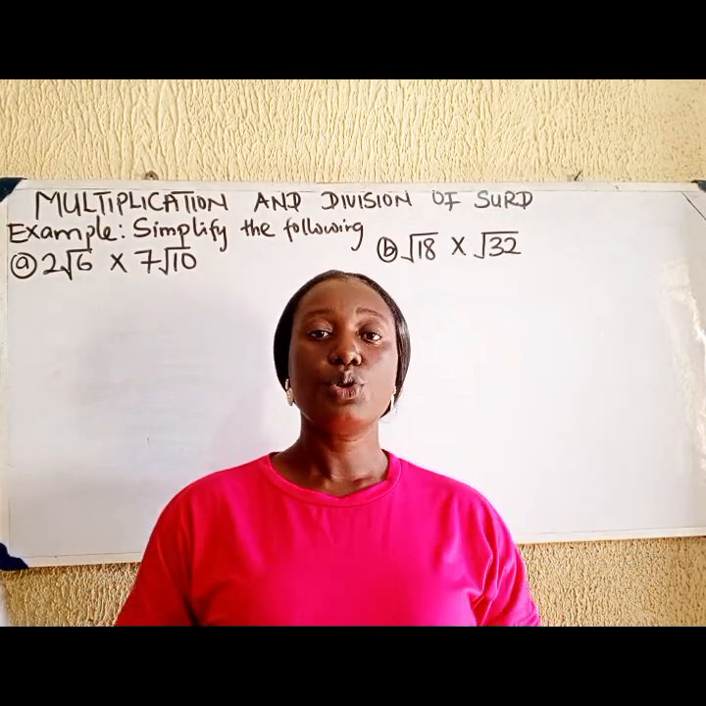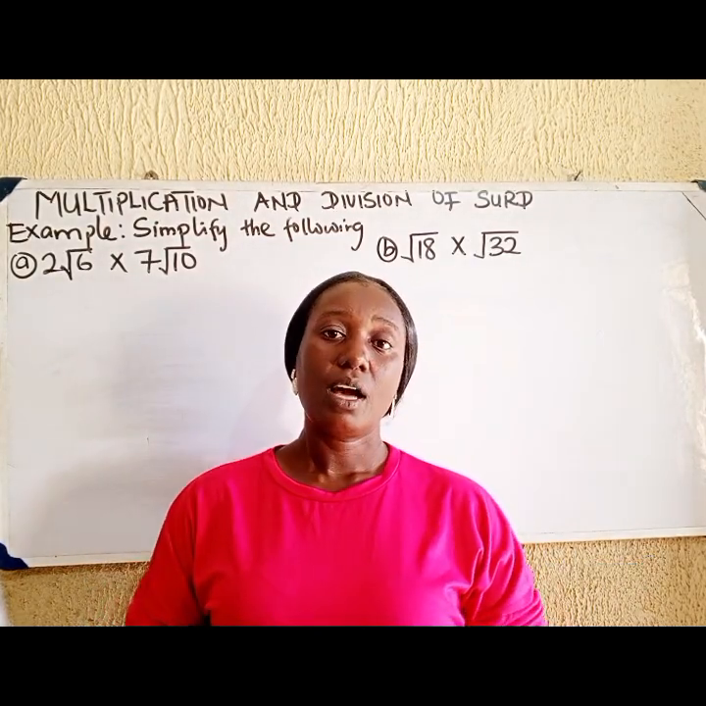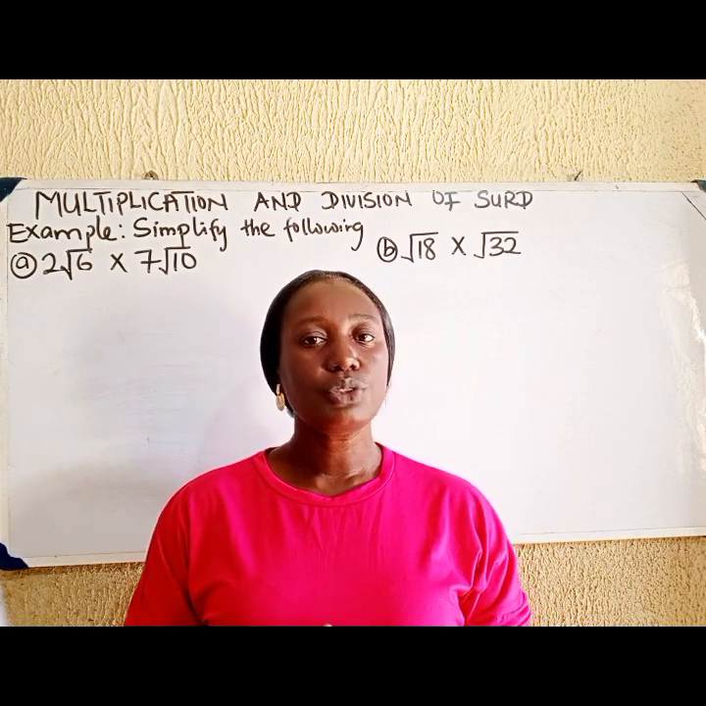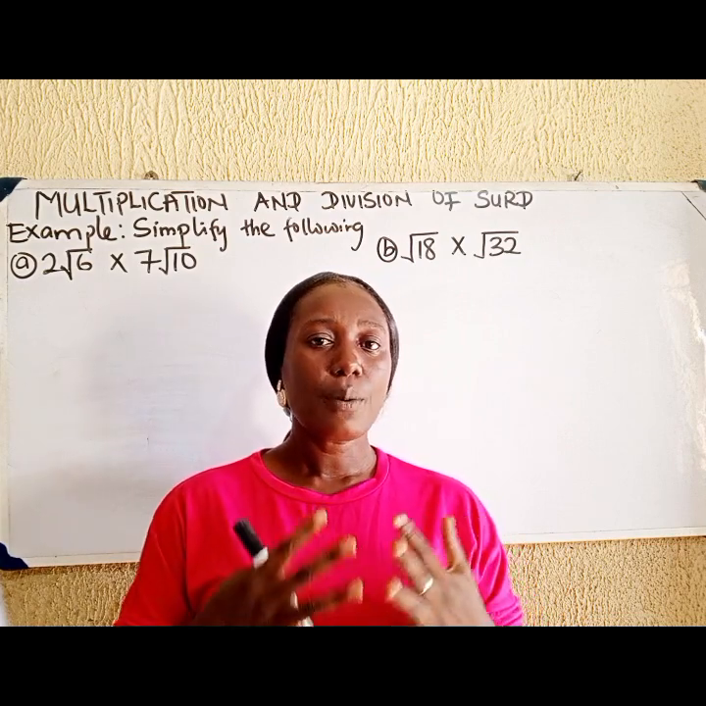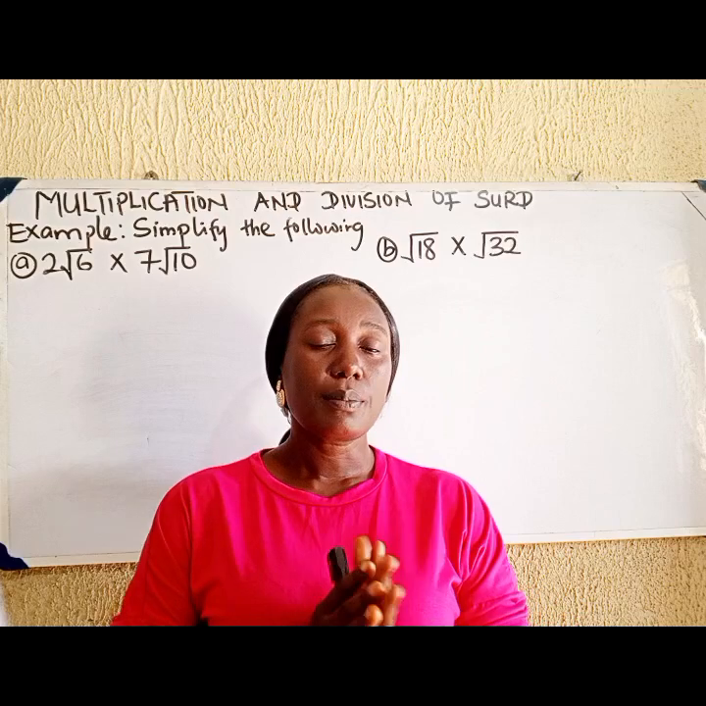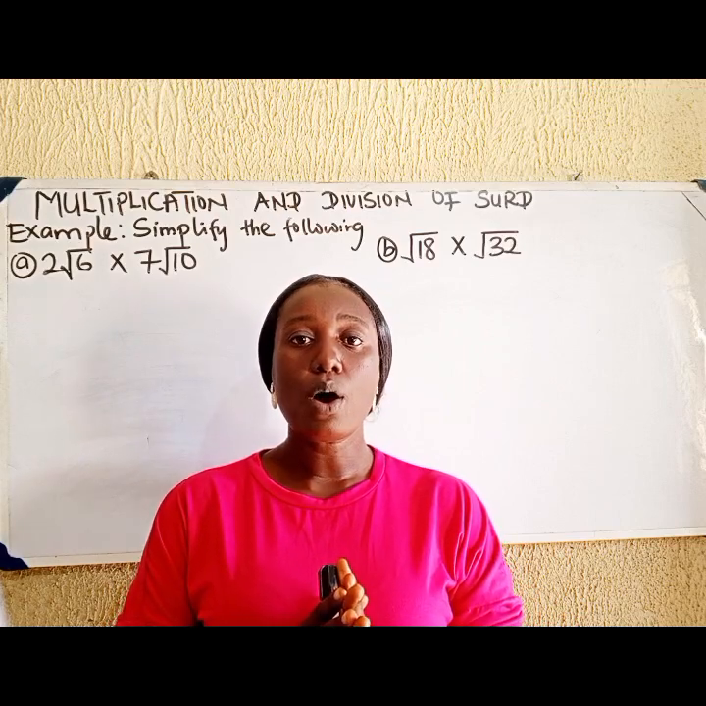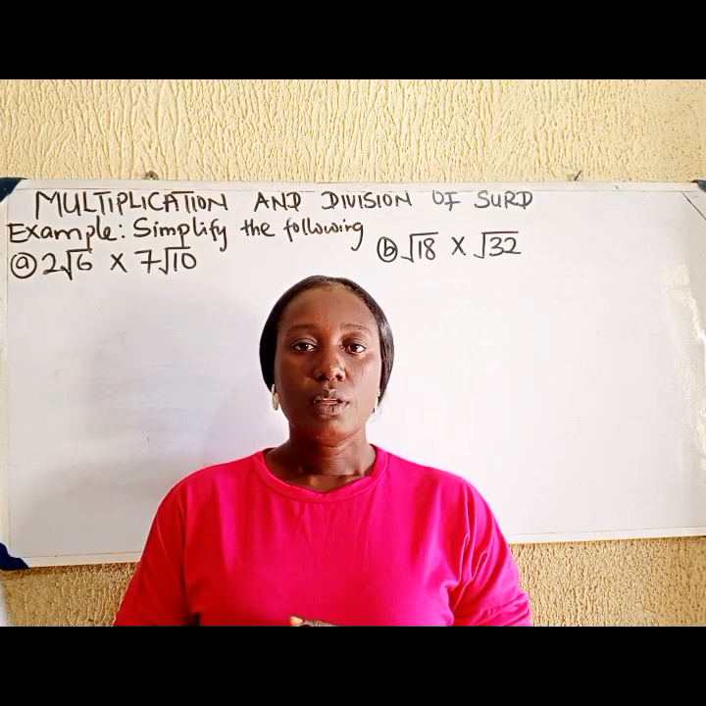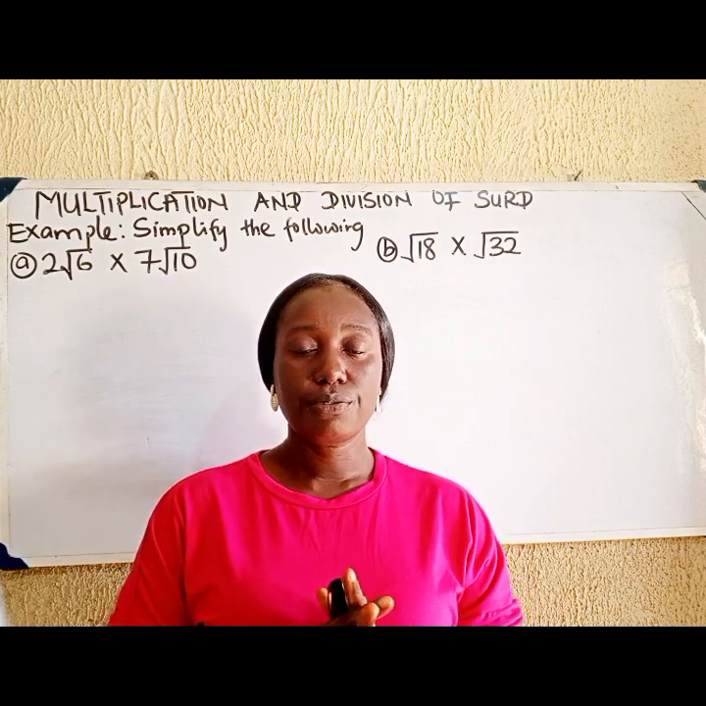In our previous video we have seen how to add and how to subtract surds. Remember that I said that surds are numbers in square root that cannot be simplified further into whole numbers or integers. Now let's start with multiplication first.